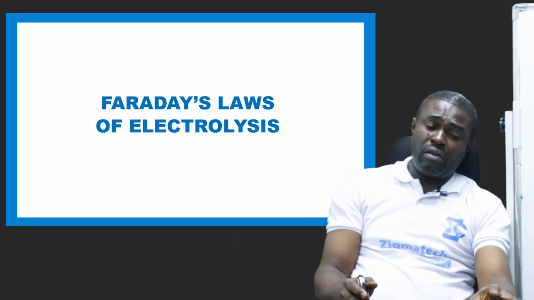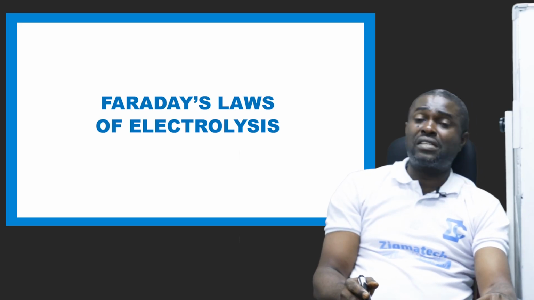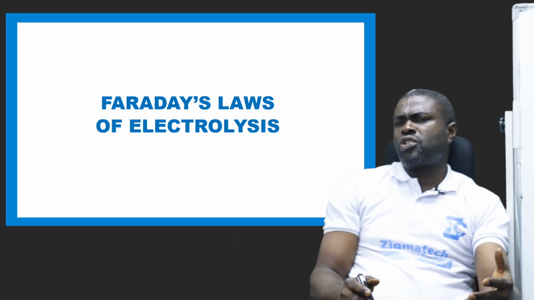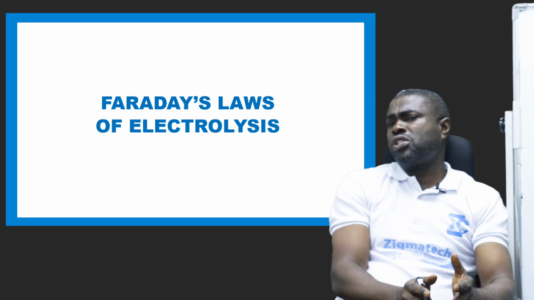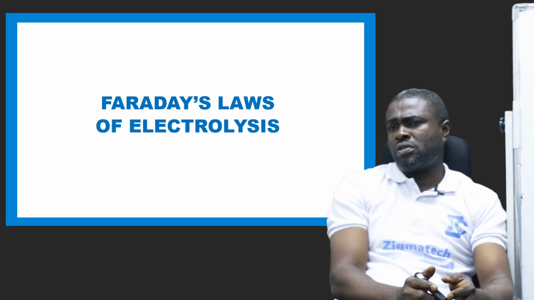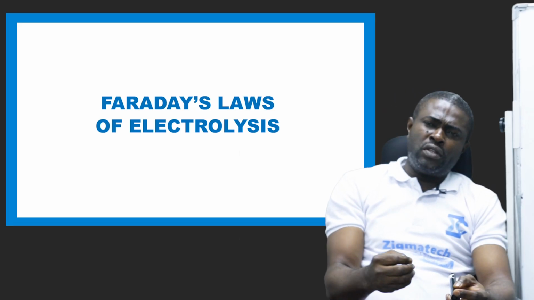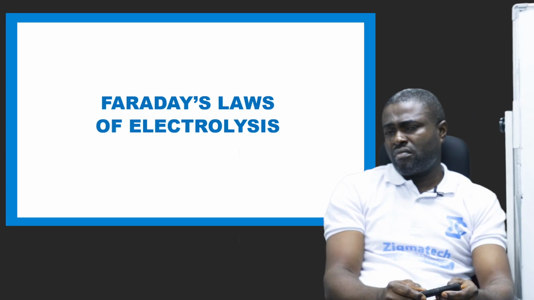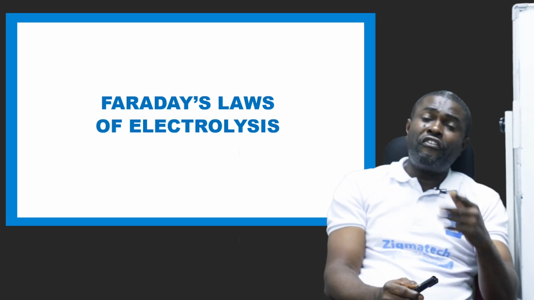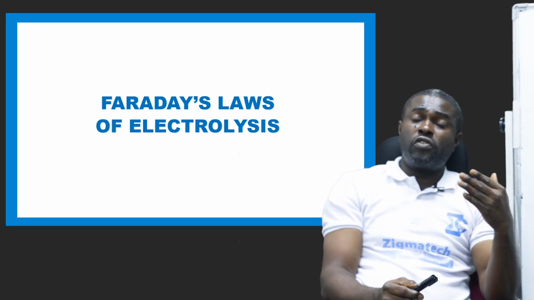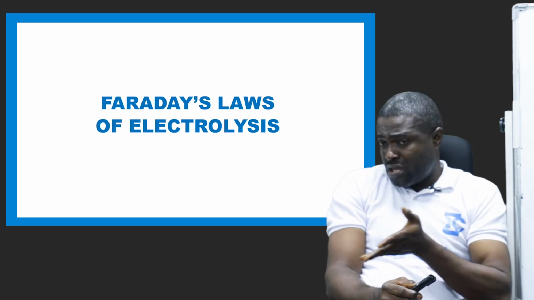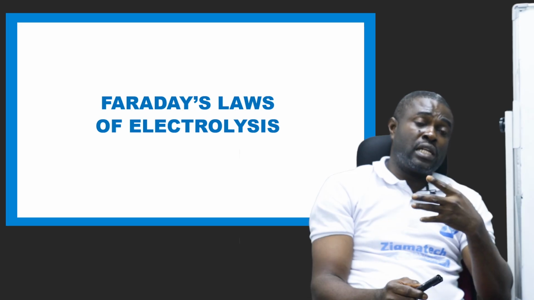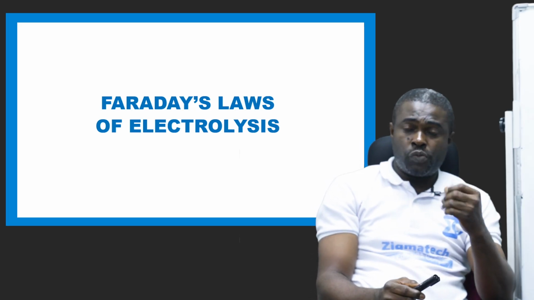Now, in Faraday's first law of electrolysis, he was able to determine the relationship between the quantity of electricity that is being passed across and the mass of these substances deposited at the various electrodes. In his experiment, he found out that the more the quantity of electricity passed across the electrolytic cell, the more the quantity of these substances deposited at the electrodes, especially at the cathode.